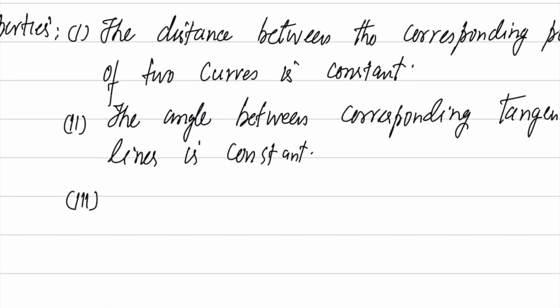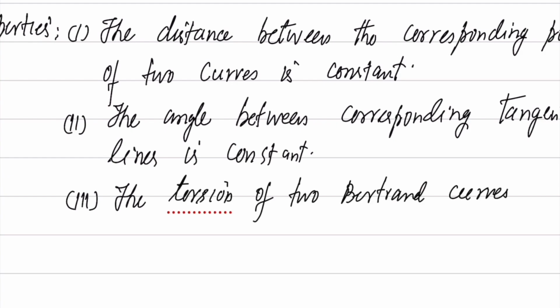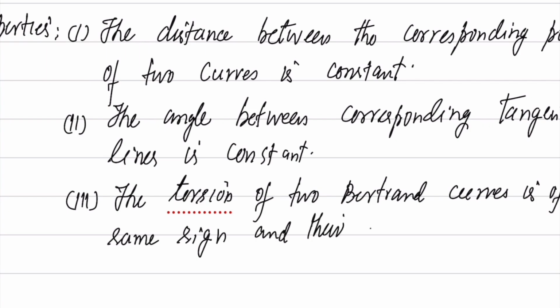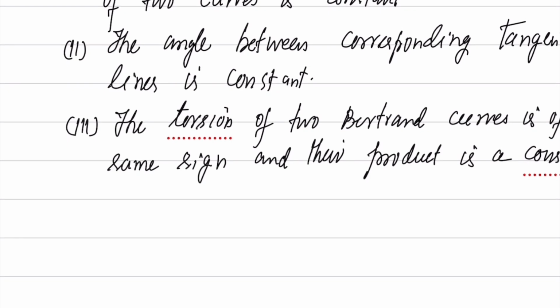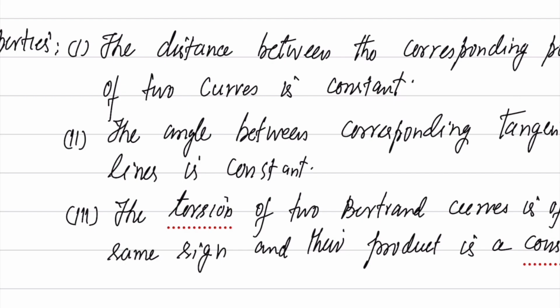Third one, the torsion of two Bertrand curves is of the same sign. That means either the torsion is positive for both of them, or the torsion is negative for both of them, and their product is a constant. So the product of the torsion of two Bertrand curves is constant. So these are certain properties of the Bertrand curves also.